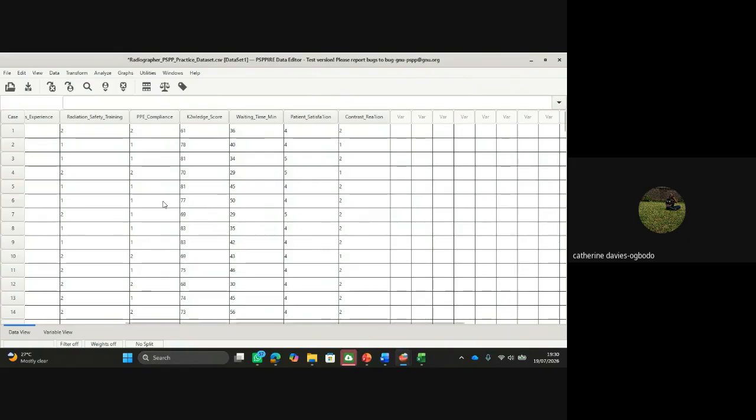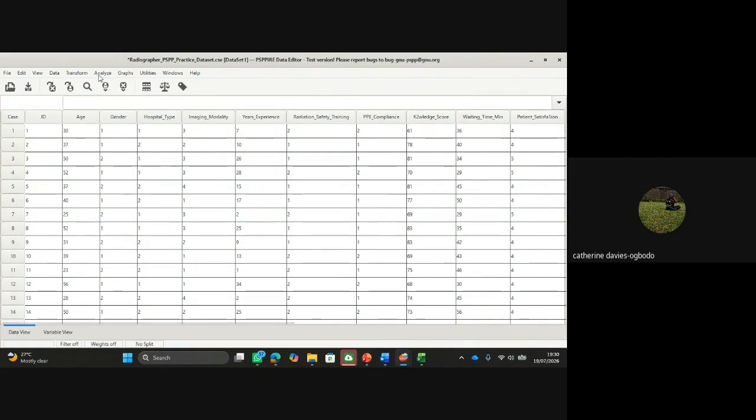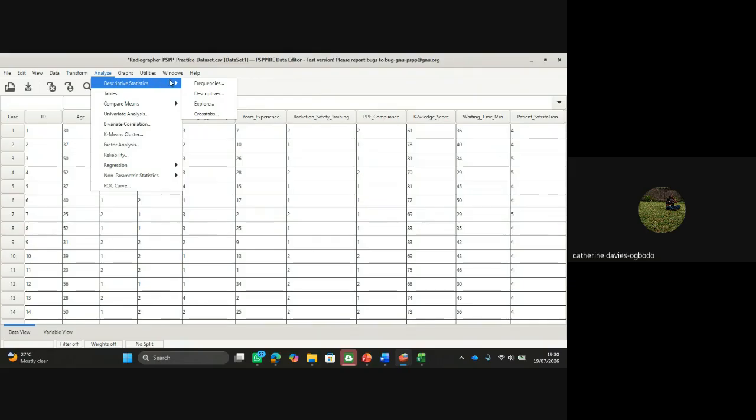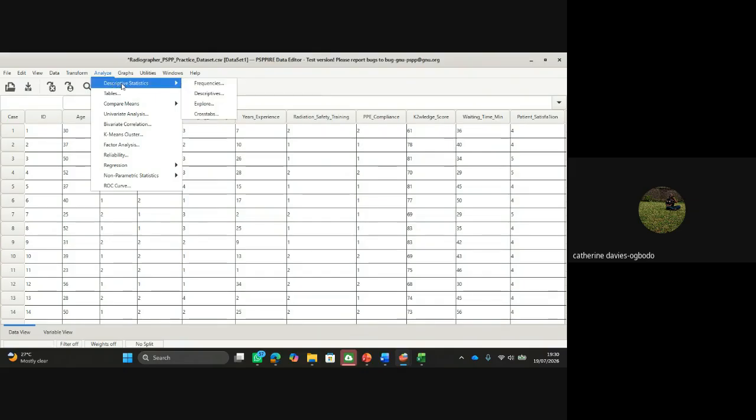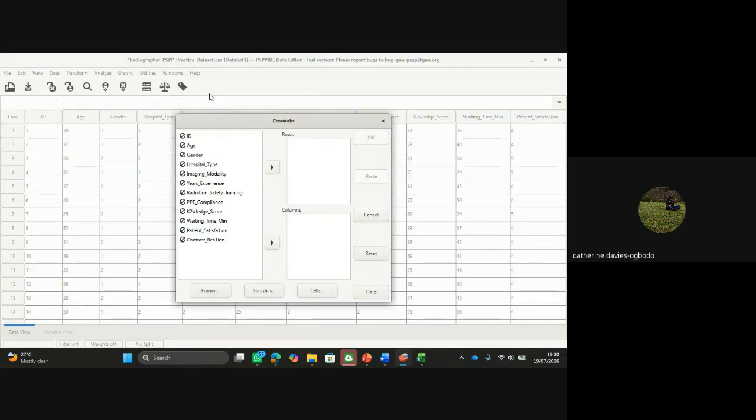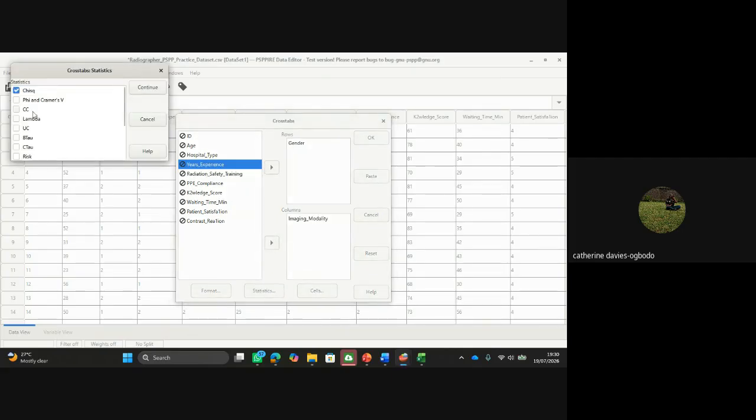How we'll do that is we'll go to Analyze, then Descriptive Statistics, and then Crosstabs. Analyze first, just click on this Analyze tab. You can see my screen, right? Yes. Okay, thank you. Crosstabs. For crosstabs, what do you want to cross? You want to cross gender and imaging modality, and you want a statistic, the chi-square statistic.